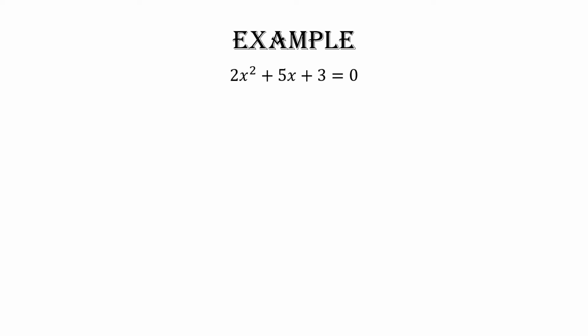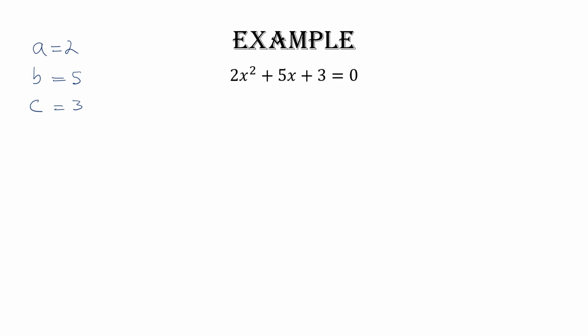So let's see how we use this formula. First thing, it's wise to state what is A, what is B, what is C. In this case, we know A is 2 because that's the coefficient of x squared. We know B is 5, and we know C is 3. And that's all you need to know. After that, you just apply the formula.